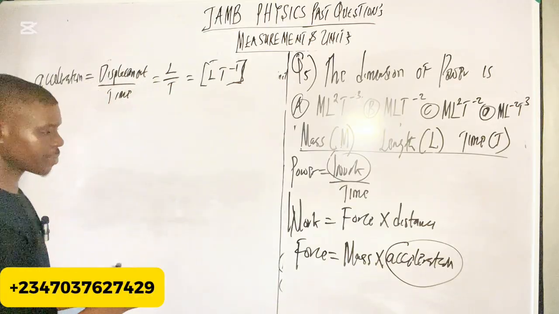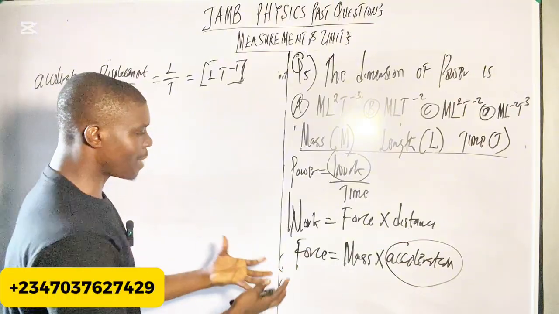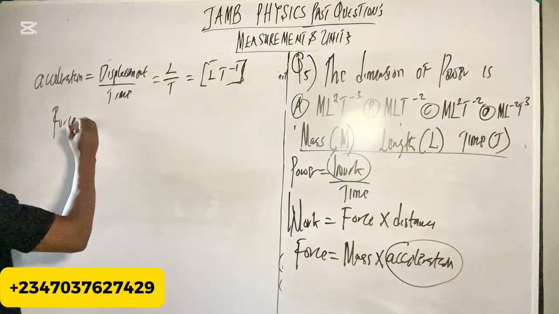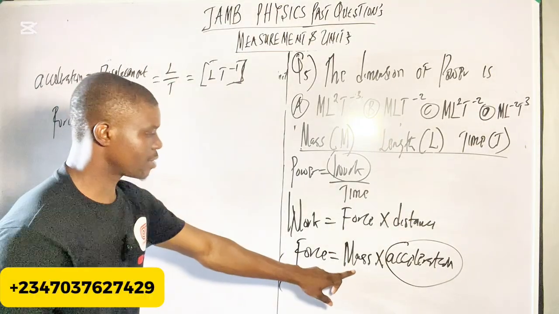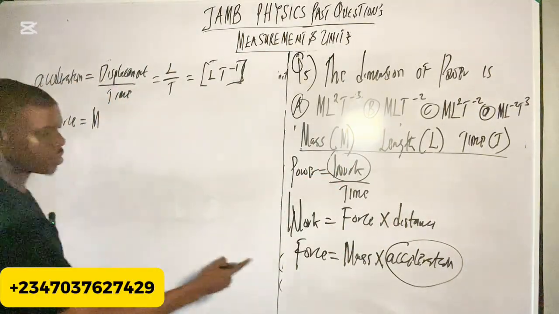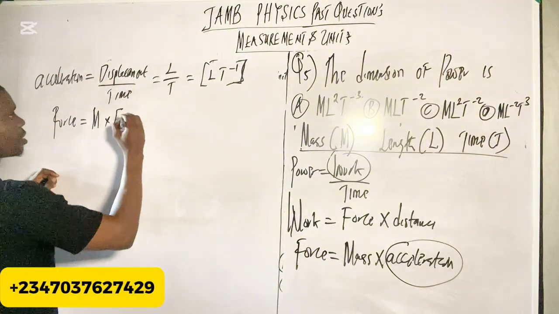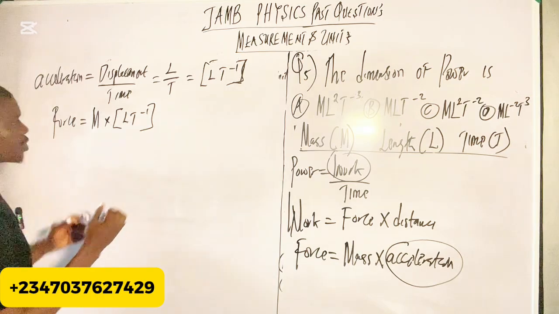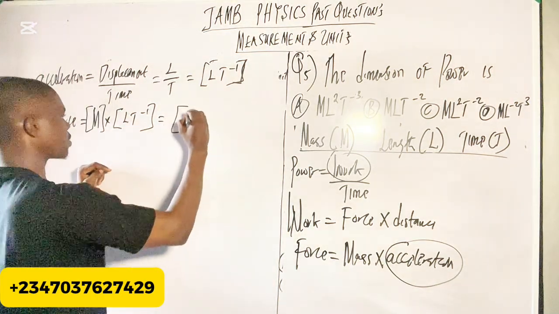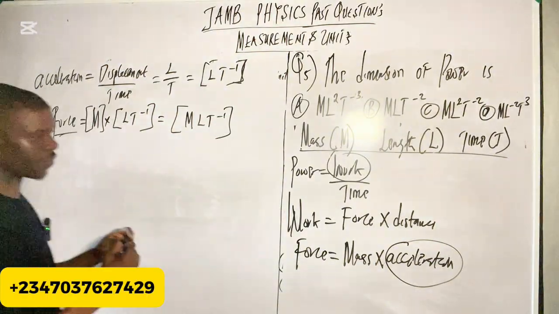So now, if you combine the force together, the dimension for force is now going to be mass, which is M, times acceleration. This is already the acceleration here, L T to the power minus 2. So if you combine them together, you have got your force.